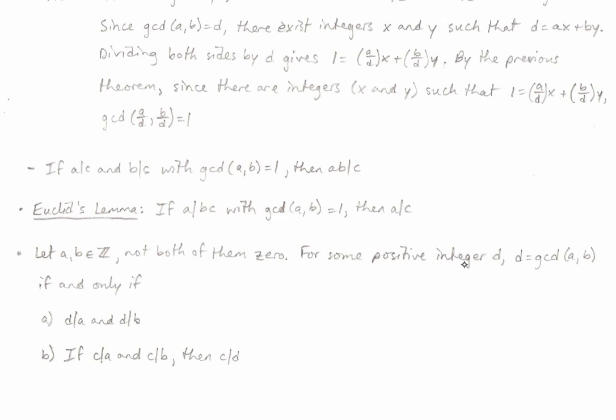So that's it for this video on the GCD of two numbers. In the next video, we're going to see how we use some of these theorems and how we use the division algorithm to find the GCD of some larger numbers using a special algorithm called the Euclidean algorithm.